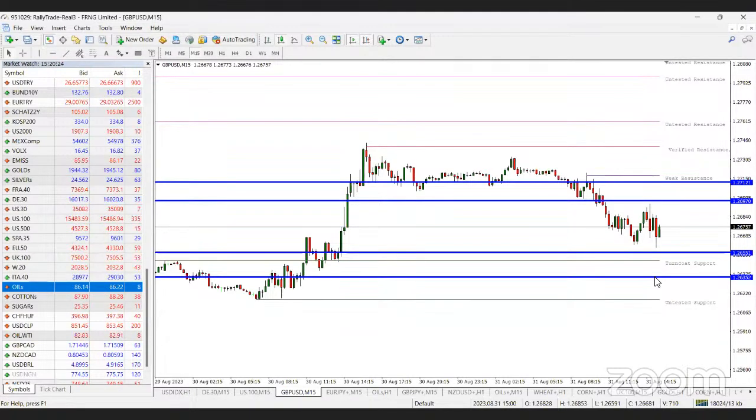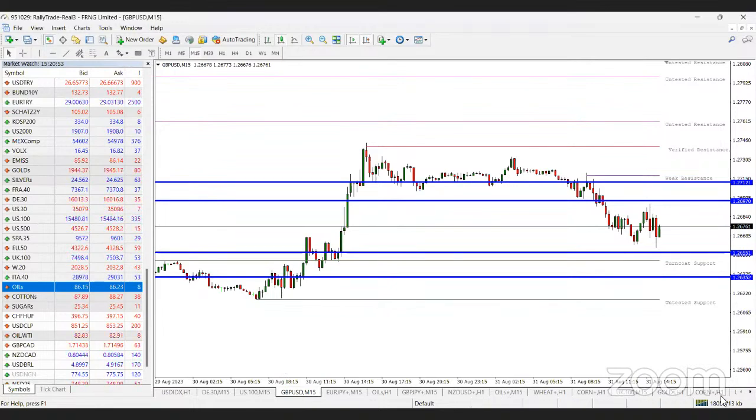But if the dollar strength continues during the US session, GBP USD might likely still fall further. And if it falls further, I want to take myself from 1.26550 and just look out for 20 pips or thereabout. That's what I will do.